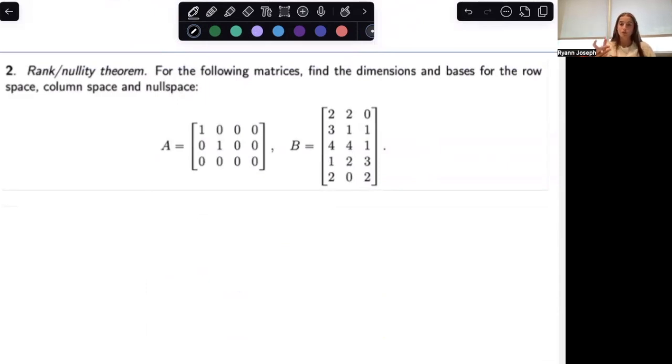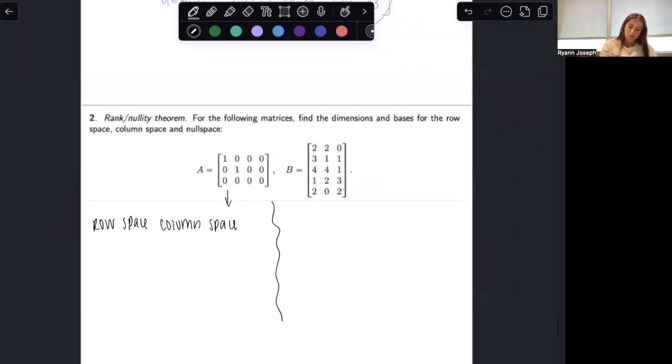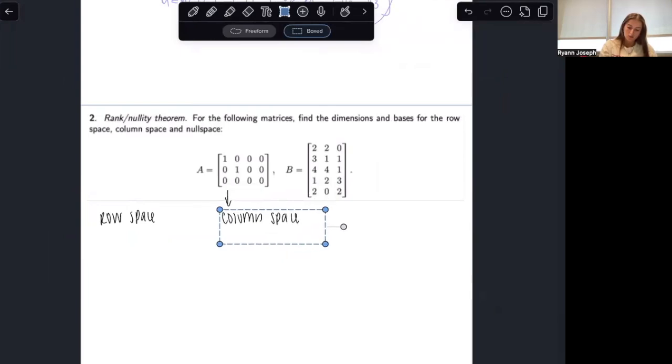Pretty much we need to find the reduced row echelon form of each of these. This is already the reduced row echelon form, so let's do this one first, where we want to find the dimension and the bases of the row space, column space, and null space. So I'm going to do row space, column space, null space.